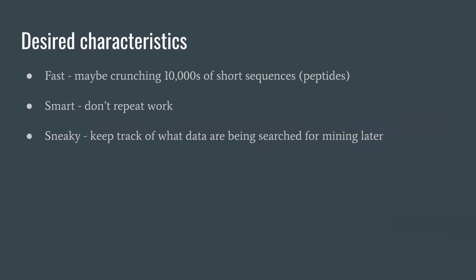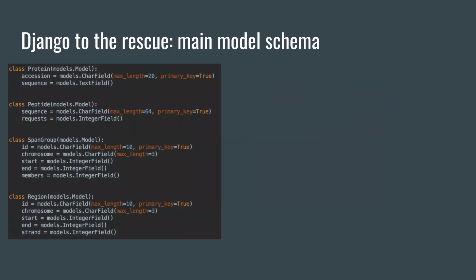Some characteristics of the app that I was thinking about: I wanted it to ultimately be very fast, able to crunch tens of thousands of these short peptide sequences and return the positional information extremely rapidly. I wanted it to be smart and not repeat work that had been done previously. And I wanted it to be a little bit sneaky, which is to keep track of what I or other people in my group might be searching for, to mine later, trying to see what are the popular hotspots that people keep coming across.